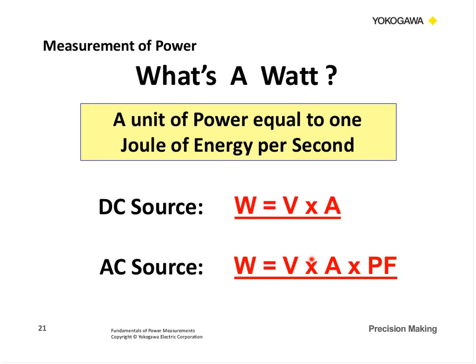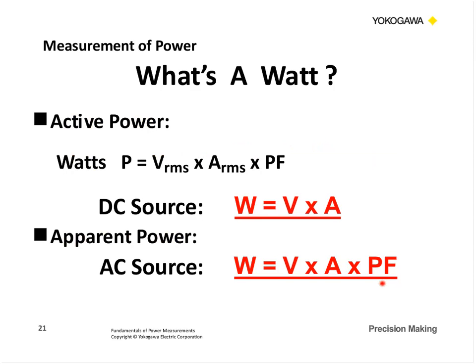If we go to the AC source, it's the volts times the amps times power factor. And this is very important that we keep this power factor component in there. Now you'll say I use power factor. Sometimes we like to use cosine of theta, or cosine of the angle between voltage and current. That's not always the case, so we use power factor as our actual definition.